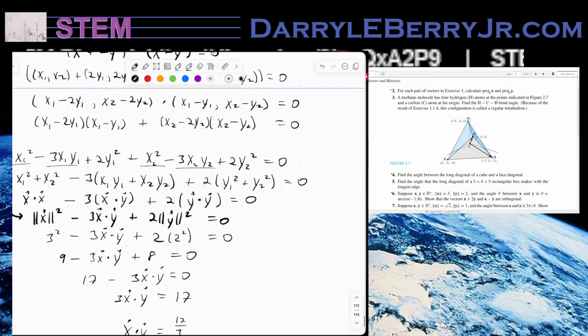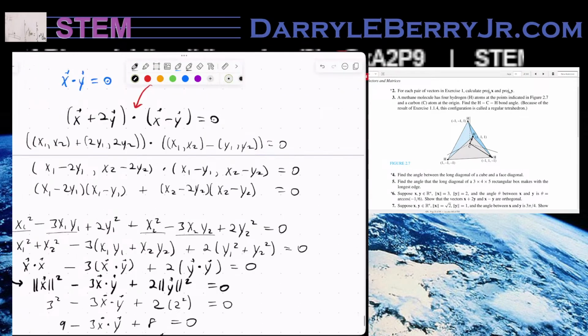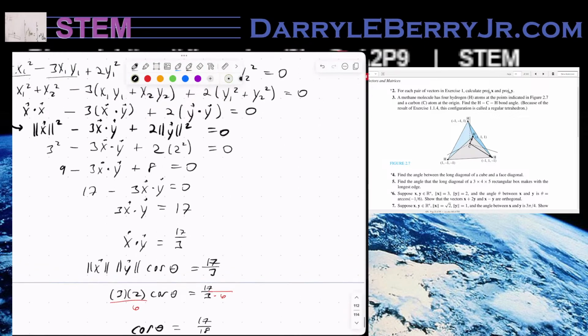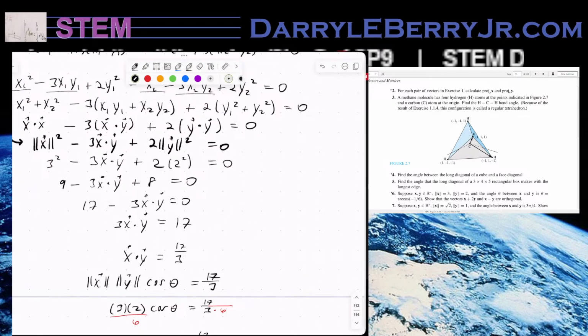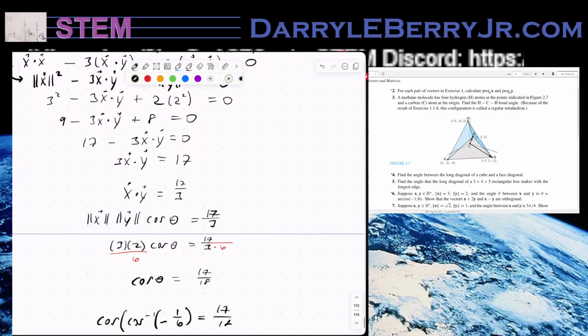The magnitude of x is 3, so that's 3 squared. The magnitude of y is 2, so that's 2 squared, 8, 9, 17. Everything looks right. The magnitudes 3 and 2 divided by 6, 17 over 18.